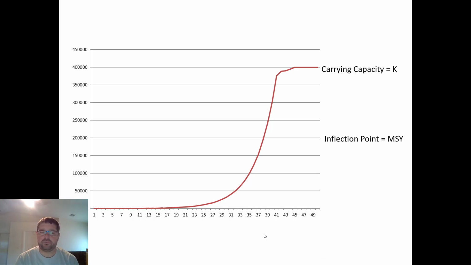All right, the inflection point, we talked about this. The inflection point is half of K, so half of the carrying capacity. In this case, the inflection point is about 200,000 individuals, whatever species we're looking at. That's also the maximum sustainable yield. I went over this very quickly, and we're going to dive into this a little bit more.